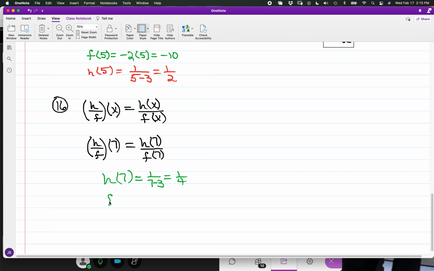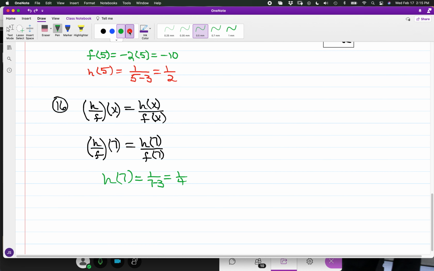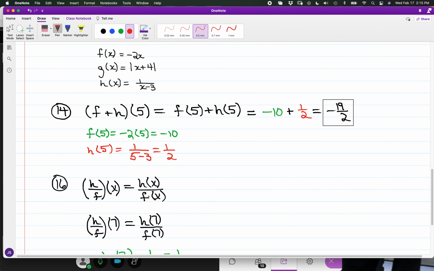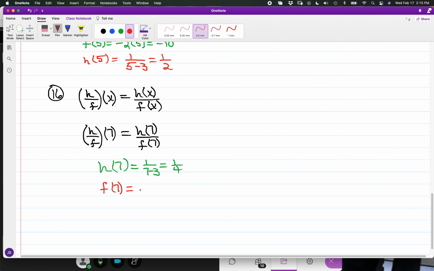Now, in the case of f of 7, so you have an f of 7. Okay, so again, your f of x, you have negative 2 times x. So for f of 7, we have negative 2 times 7. So this will be negative 14.